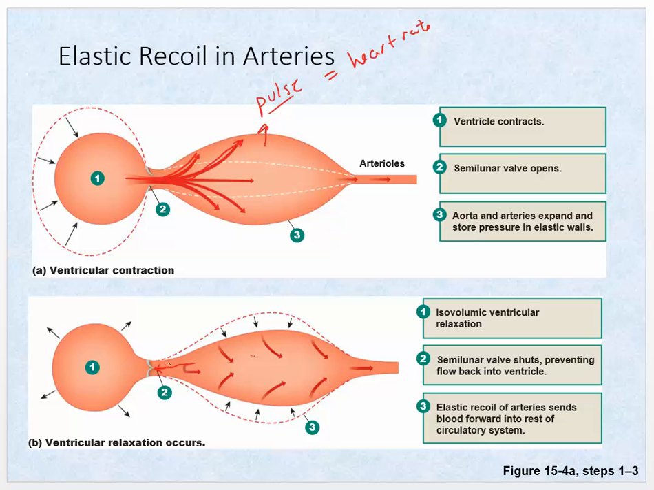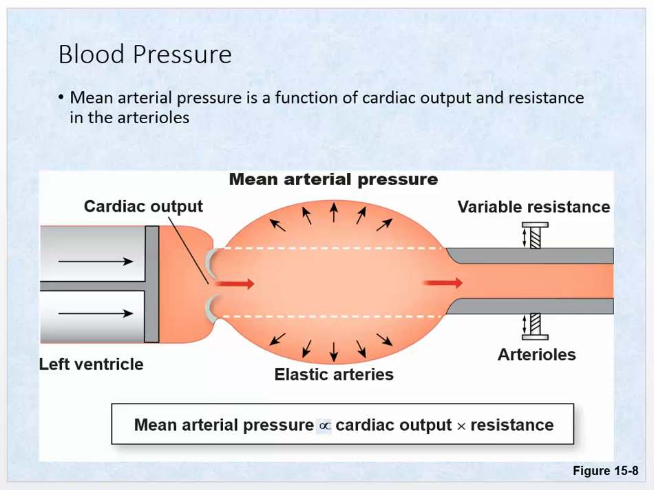Remember the aortic semilunar valve? That's between the left ventricle and the aorta. Then that aortic valve will close, and it won't allow the blood to flow back into the left ventricle, and so it has no choice but to keep moving forward. Okay, so we mentioned that before. And so what we end up with is blood pressure.